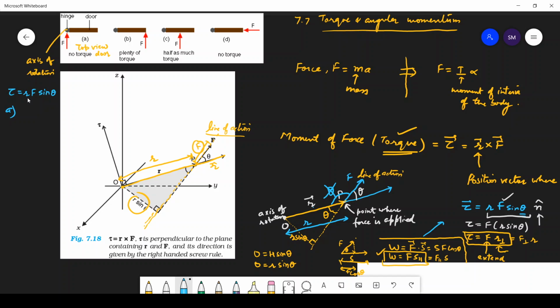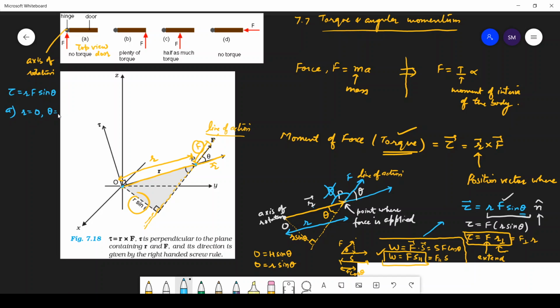What is R here? What is the value of R in figure A? 0. R is 0. It is the distance between the point where you apply the force and the axis of rotation. You are applying the force at the axis of rotation, so R is 0. Since you know F, the only unknowns are R and theta. If R is 0, then R perpendicular is 0, so the torque is going to be 0.